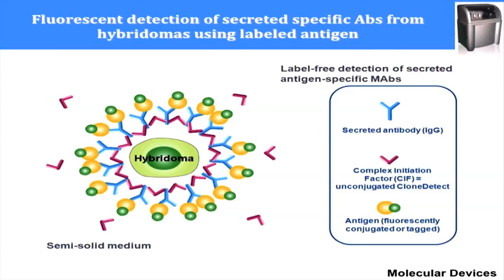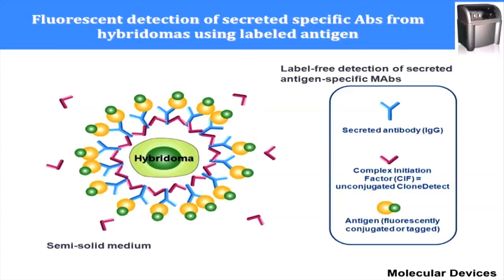This is how we pick just the IgG producer. And this slide is a little different. This is when we want to pick a colony that secretes specific antibodies. So in this case, instead of using the fluorescent labeled anti-IgG, we label the antigen with a fluorophore. At the same time, we're adding this so-called complex initiation factor, which is CIF, and conjugate the clone detect. This is present in the media to help form this network of precipitate.